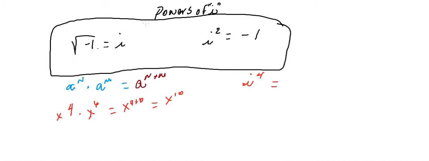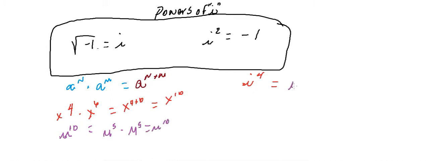Because look at this here. Let's say, instead of i, we have m to the 10th power, right? We can say this will be m to the 5th times m to the 5th, right? Because based on the rule up here, when we multiply powers, we're actually adding them, which will be m to the 10th.